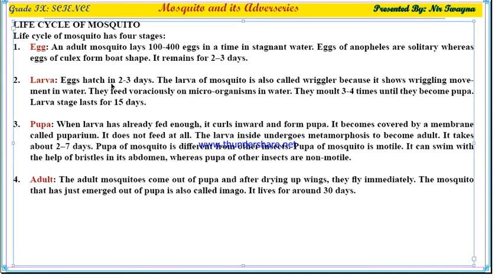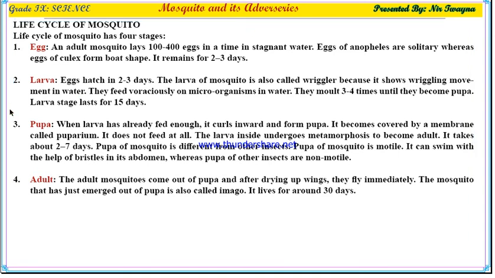Larva, eggs hatch in 2 to 3 days. The larva of mosquito is also called wriggler because it shows wriggling movement in water. Okay, if you find mosquito larva somewhere, then you try to disturb it and look at its movement. It wriggles. Wriggles means it moves in zigzag pattern.